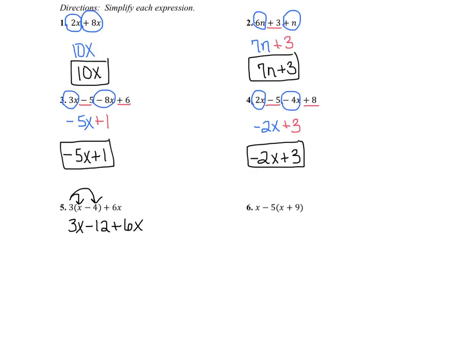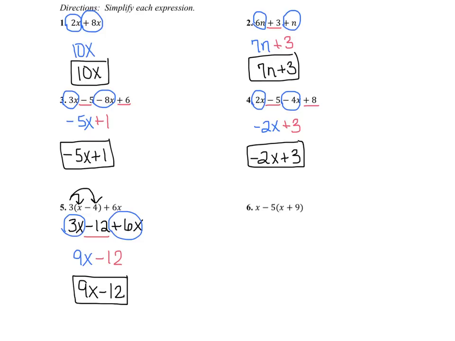Your next step is to find your like terms. So we have a positive 3x and a positive 6x, our variables, and then our numbers is just a negative 12. So now combine 3x plus 6x is 9x. And again, we have one constant, so just bring down our negative 12. So our answer is 9x minus 12.